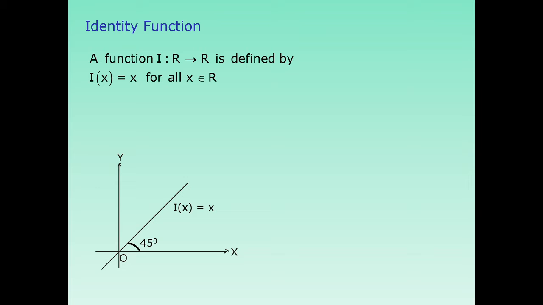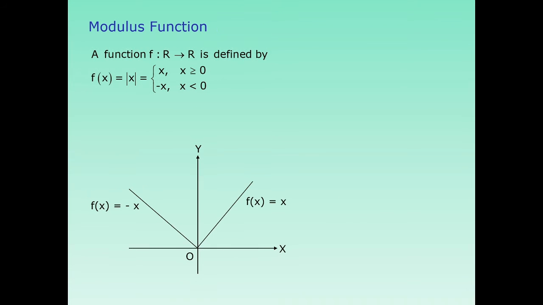Identity function is one which maps every element to itself. Its domain and range are both equal to R. Modulus function, that is mod x, is x when x is greater than or equal to 0, and minus x when x is less than 0. The graph is symmetrical with respect to the y-axis, and from the graph you can easily conclude that its domain is R and range is non-negative real numbers.